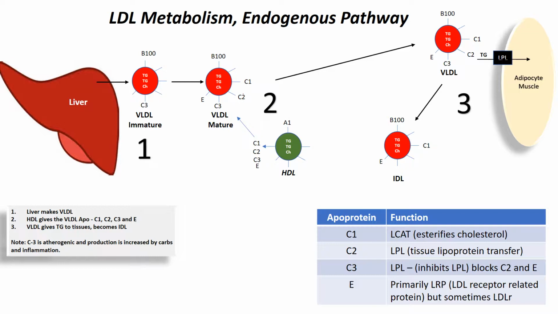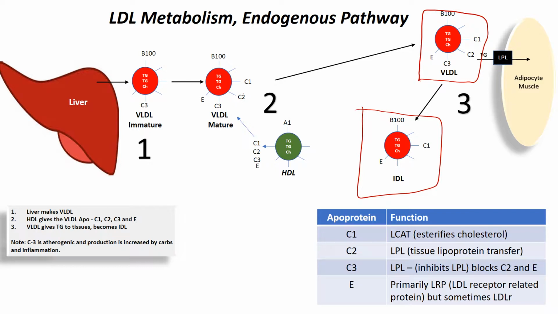Now when that happens, after this VLDL gives up some of its triglycerides, now it's a little bit more concentrated in cholesterol since it's given up some of its triglycerides. When it does that, it becomes what's called an IDL, or an intermediate density lipoprotein, because triglycerides are very low density. When it gives up some of its low density stuff, it becomes a little bit more dense. That's how we make an intermediate density lipoprotein, or an IDL.